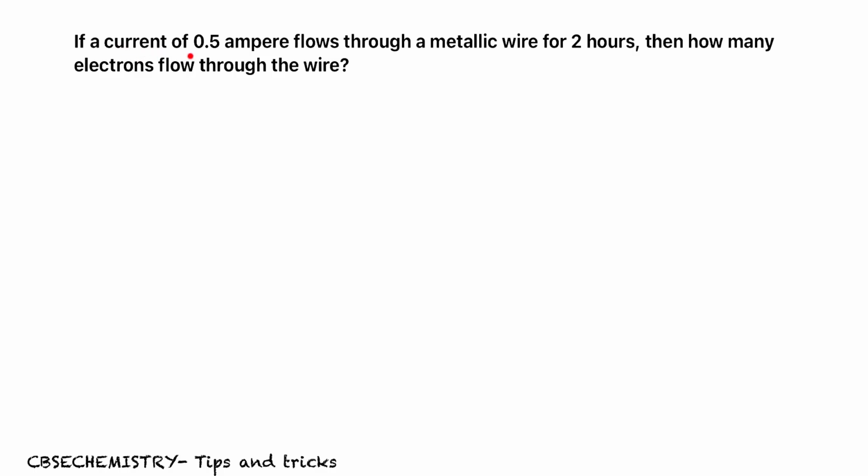A current of 0.5 ampere flows through a metallic wire for 2 hours, then how many electrons flow through the wire? Very easy and direct question. We know for charge Q, there are two fundamental equations. One equation is Q is equal to Ne. Total charge Q is equal to Ne, where N is the number of electrons and e is the charge of an electron. And also you know Q is equal to IT, where I is current and T is time.